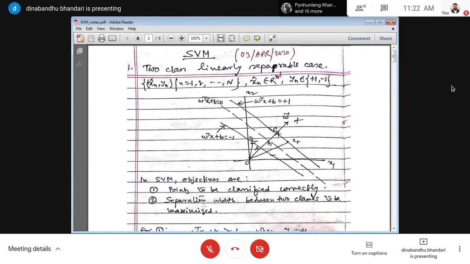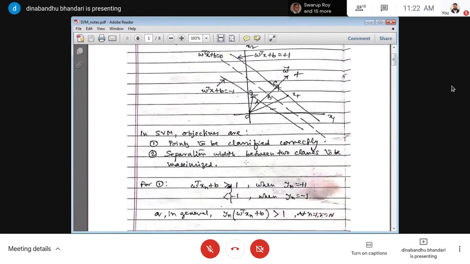Another one is that the separation width between the two classes is to be maximized. There are several avenues, frankly speaking, one can draw between two classes, but we are looking for the avenue that provides us maximum width, or maximum margin in SVM terms.